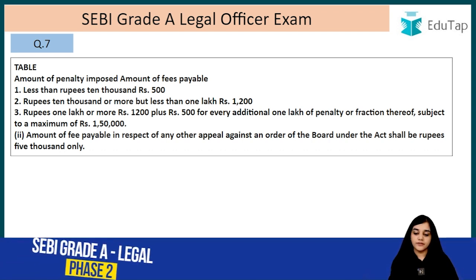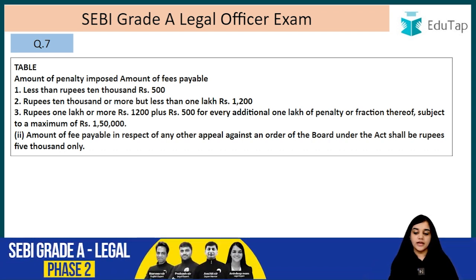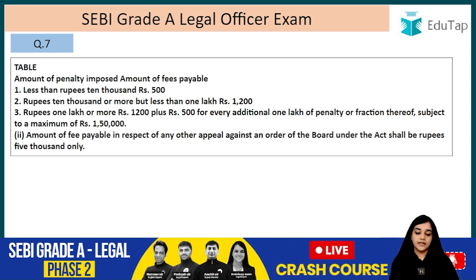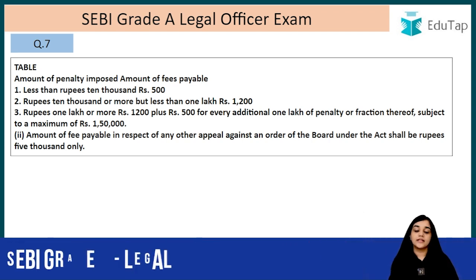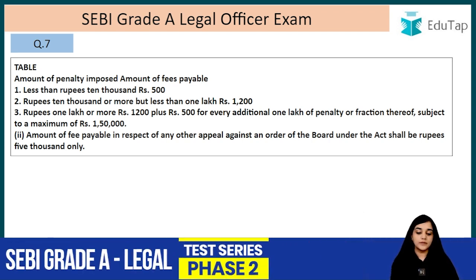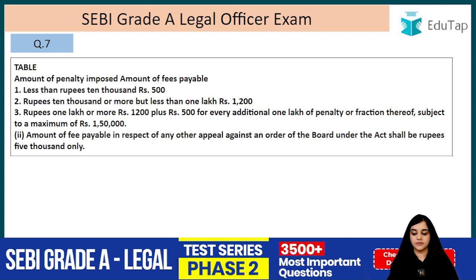If the penalty is rupees 10,000 or more but less than 1 lakh, then the fee payable is 1200 rupees, and if it is rupees 1 lakh or more, then it is rupees 1200 plus rupees 500 for every additional 1 lakh of penalty or fraction thereof, subject to a maximum of 1,50,000 rupees.